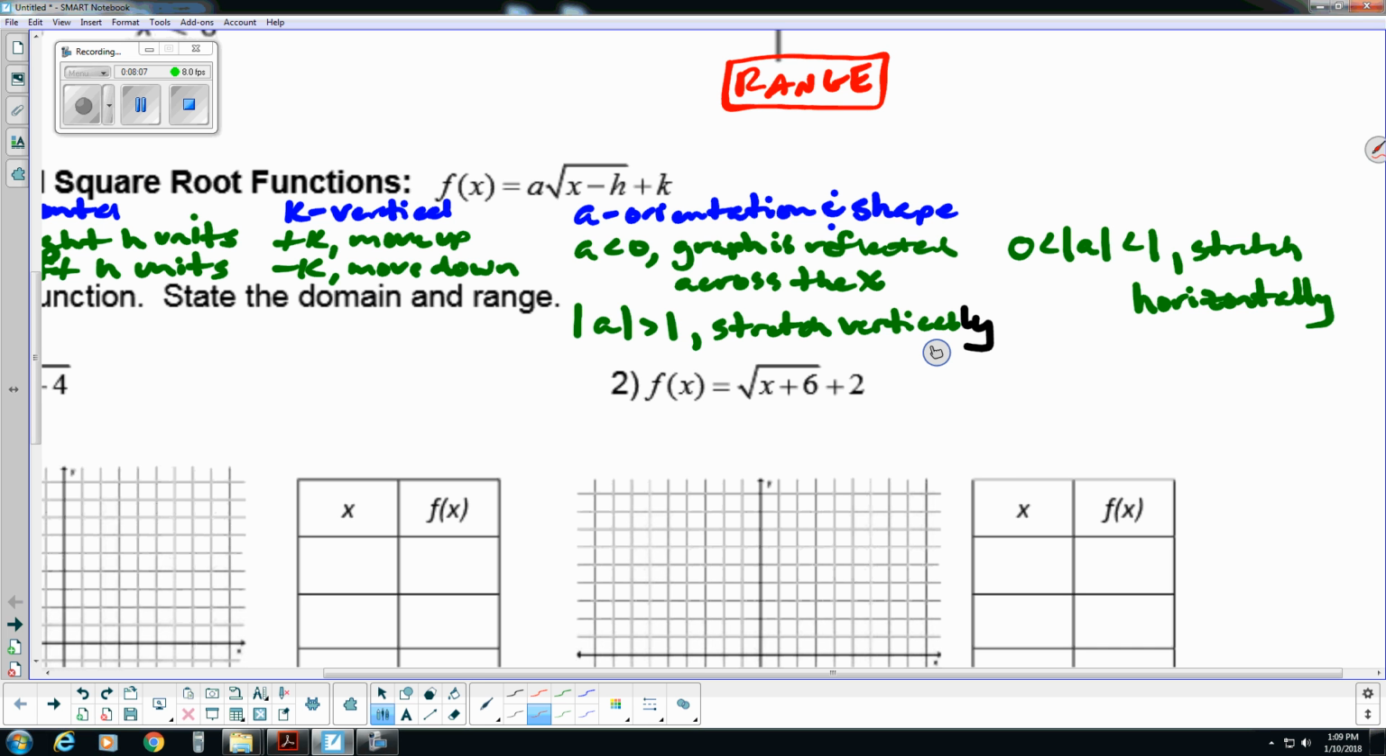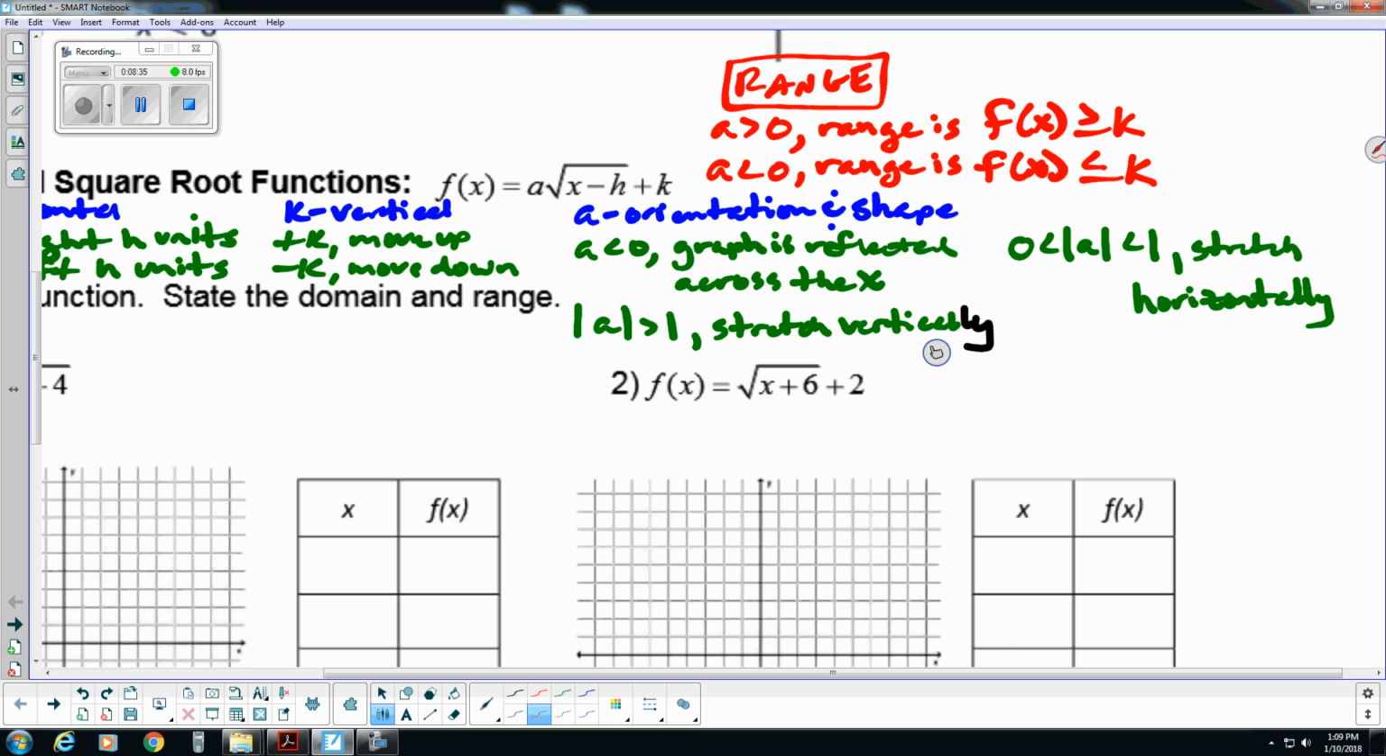When A is greater than 0, your range is f of x is greater than or equal to k. Now compare that with this. When A is less than 0, your range is f of x is less than or equal to k. So the sign changes. The inequality sign changes.